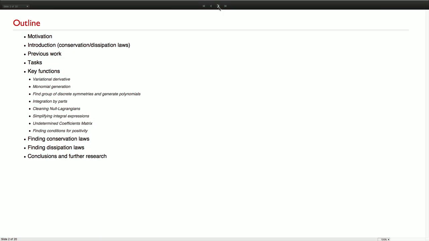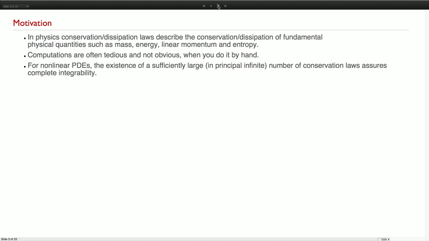Okay, let's go. The architecture of the talk: of course, the motivation, previous work, and the key functions that we have implemented, the basic functions, and after that, what complicated and complex things we have been doing with these basic functions.